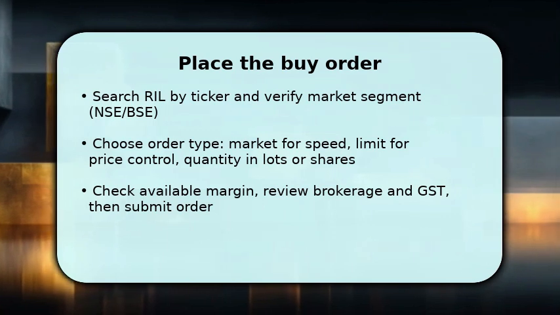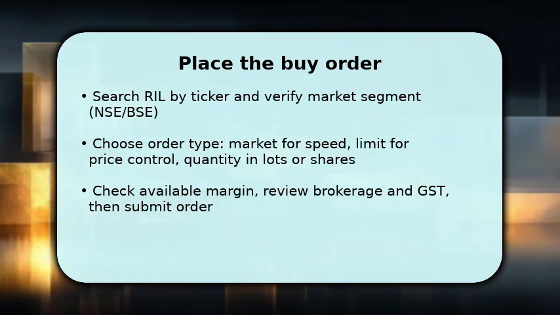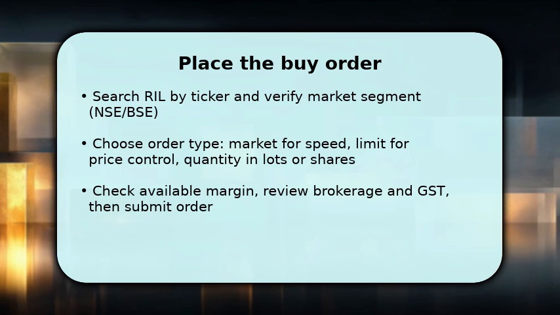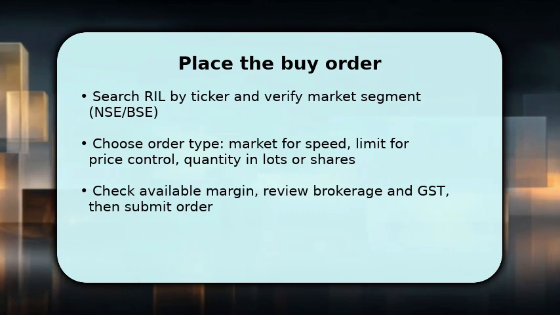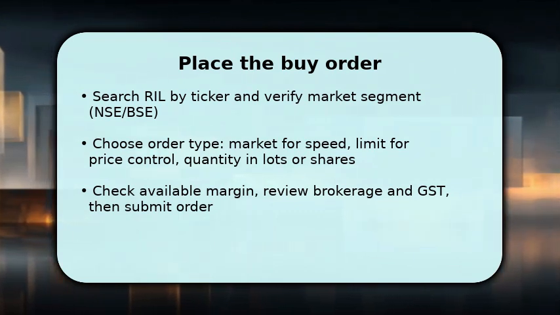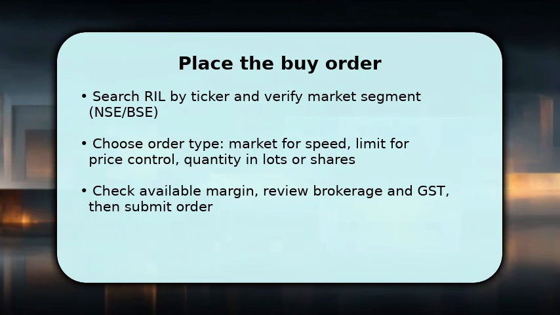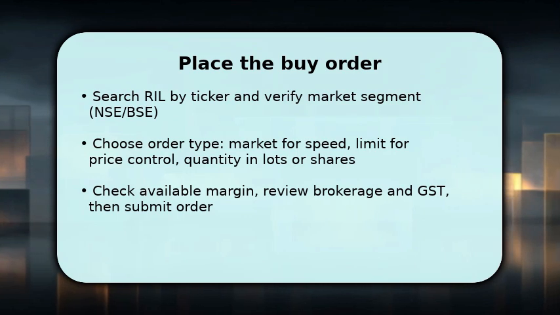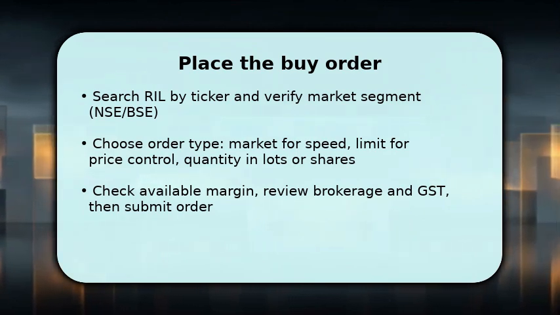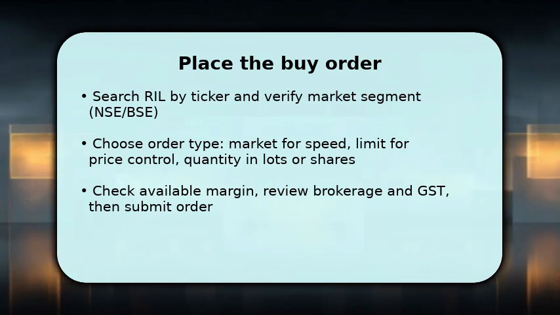Decide. Use a market order for immediate execution or a limit order to control maximum price. This trade-off affects execution certainty versus price. Once chosen, enter quantity, confirm you have sufficient balance or margin, and review brokerage, GST, and any stamp duty. Then submit the order and monitor execution status until the trade is filled in your ledger.